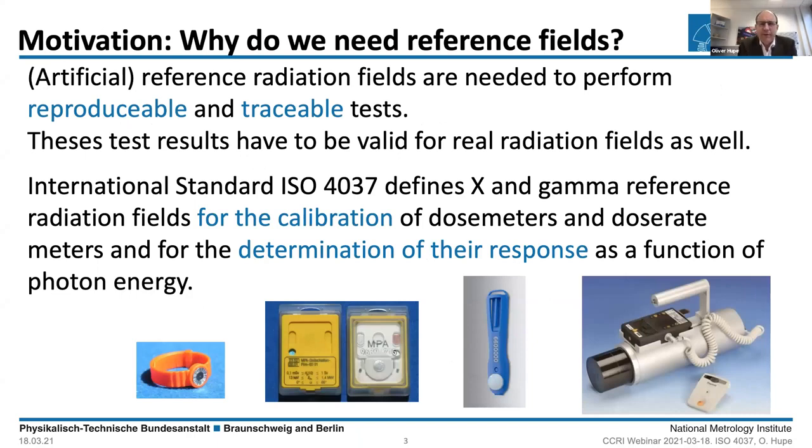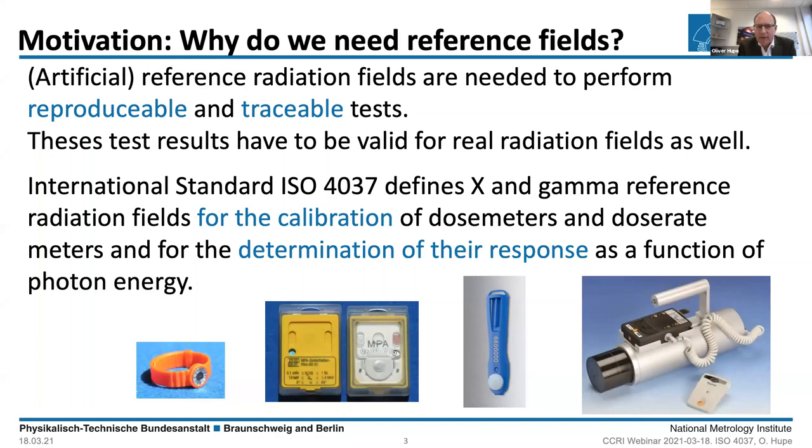Why do we need reference fields? Artificial reference fields are needed to perform reproducible and traceable tests. That means if I have an instrument under test, an active area dosimeter, a personal dosimeter, a passive dosimeter, or a finger dosimeter, and I want to perform IEC or ISO type tests, I have to ensure that the results will be independent of the laboratory where the tests have been done. Therefore, they all have to use the same radiation quality to get the same results on the same device. And that's the reason for the reference fields and why we have defined them.